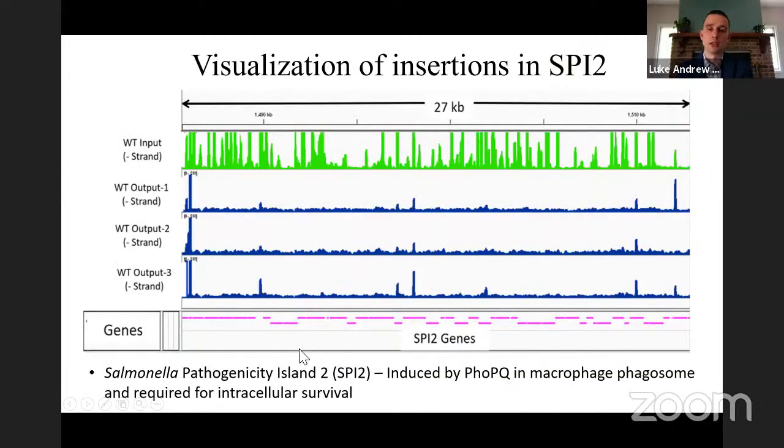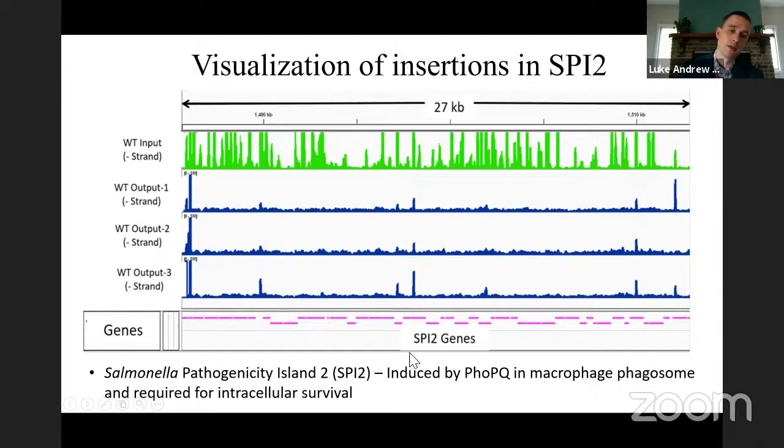One way we quickly tested the results when we got all this data back was just to plot all of these reads in the genome of Salmonella, and then we can look at the insertions present in the input and compare that to the output. And we wanted to ask if we got selection for known virulence genes, like you would expect in any kind of TN-seq experiment. And so what I'm showing you here is a 27 kilobase snapshot of the genome, in which we have the genes for Salmonella pathogenicity island 2. So each of these little pink bars here represents different genes in this pathogenicity island.